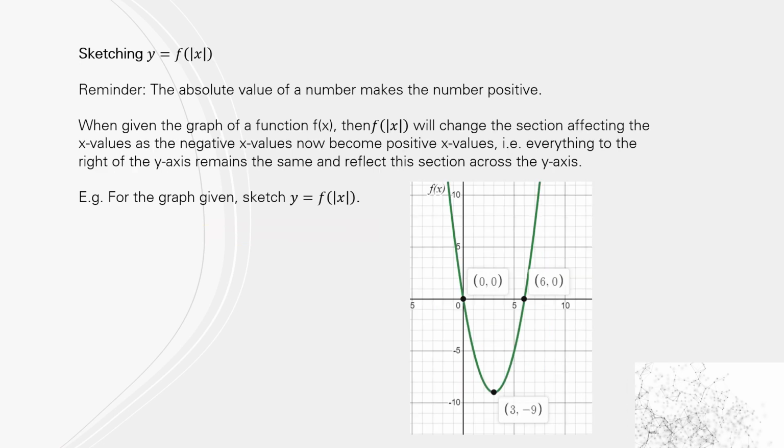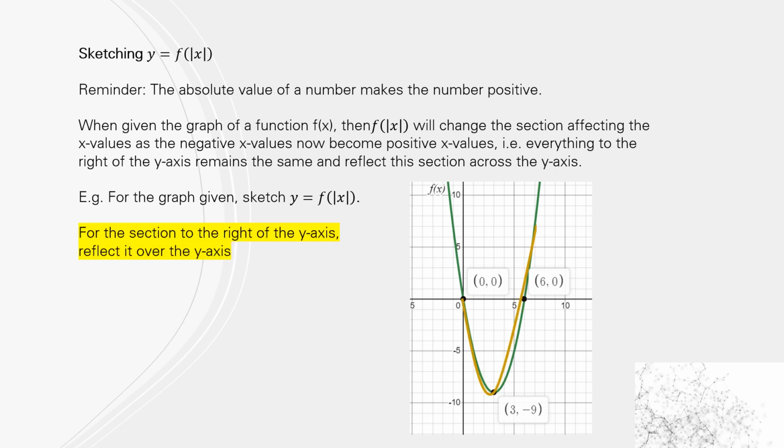Second one, when we look at the absolute value of x, so the function of the absolute value of x. With this one, the section that's affected is the x values, as the negative x values now become positive x values. So everything to the right of the y-axis remains the same, and we reflect it across the y-axis. So here's our same graph as the one before, and we're going to do the function of the absolute value of x.